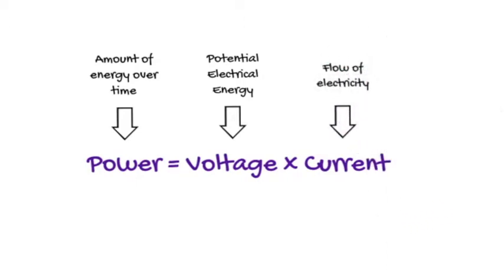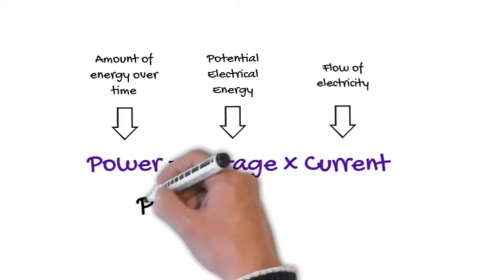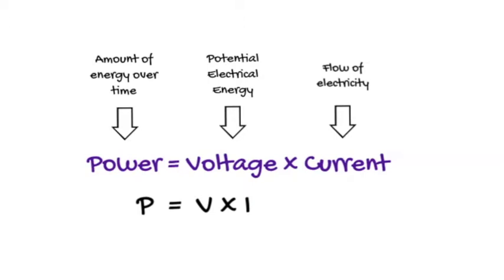And these three terms relate to each other as shown in this formula. So power equals voltage multiplied by current. So if you know the voltage and the current, you can work out power. Or if you know power and voltage, you can work out the current and so forth. We can write this in short with P representing power, V voltage, and then I for current.